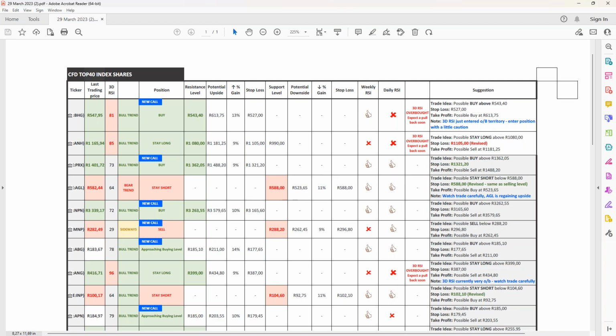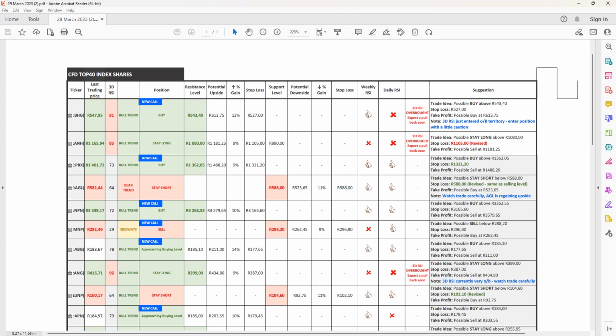And the percentage gain, which the share can grow to. If you look at BHG, for instance, at the top here, BHG percentage gain would be 13%, so you can expect 13% profit if you buy it in on that level. Then also on the right hand side, we'll give you your stop loss, where you should set in your stop loss value.